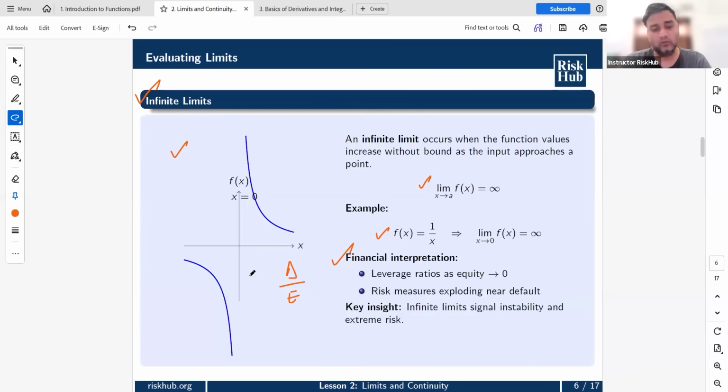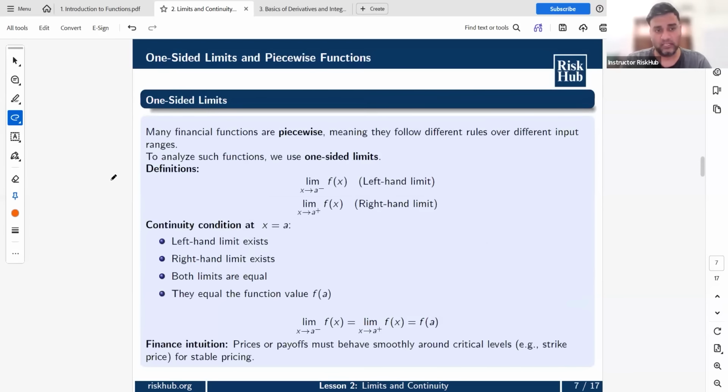Trade spreads kind of explode. This behavior resembles an infinite limit, right? Okay, so that is what we need to understand. Then once we have done this, we move to the next part, which is your one-sided limits.